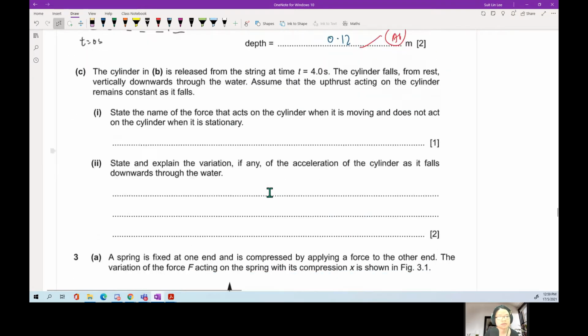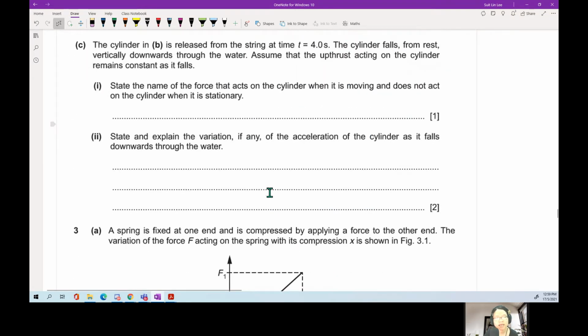Okay, next. Now, after playing with the cylinder by pulling it up, I release from the string after t equal to 4.